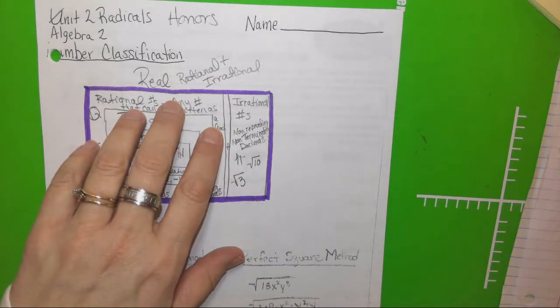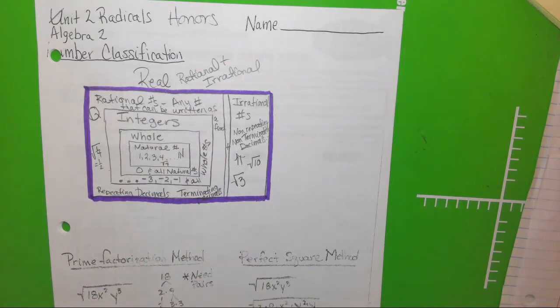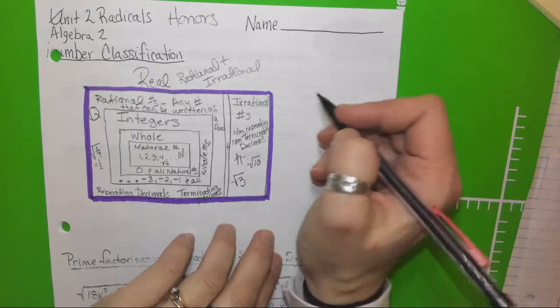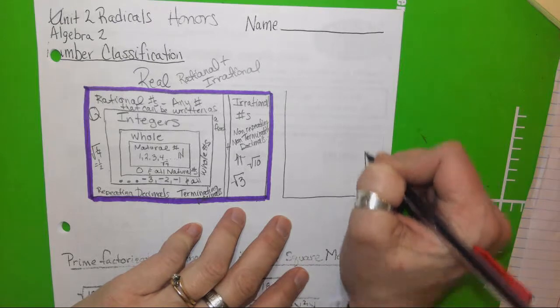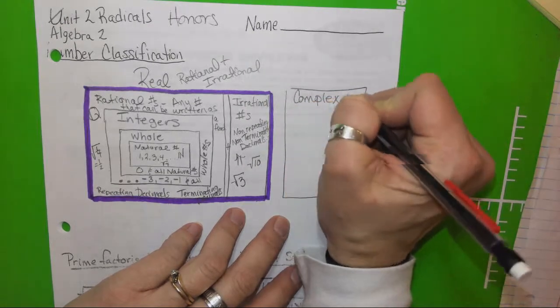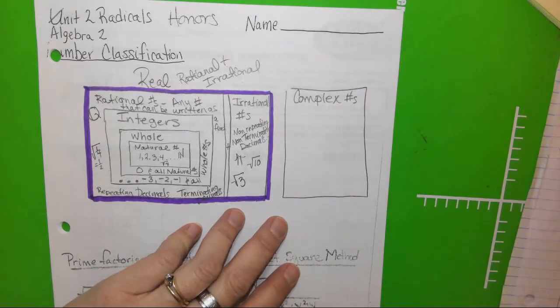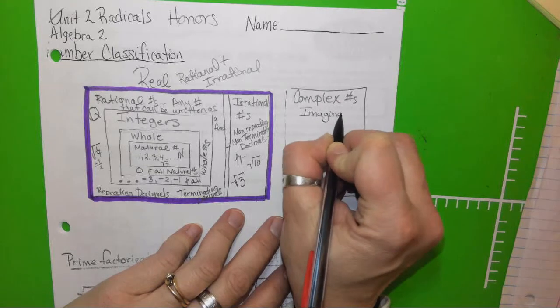Okay, if we're not real, then what are we? Okay, we're fake. I don't know if that's what we said. I thought that's what we said. If it's not real, then where does it exist? In your imagination. Or in its imaginary numbers. So we have real versus complex. Complex numbers are imaginary. They don't exist in real life.